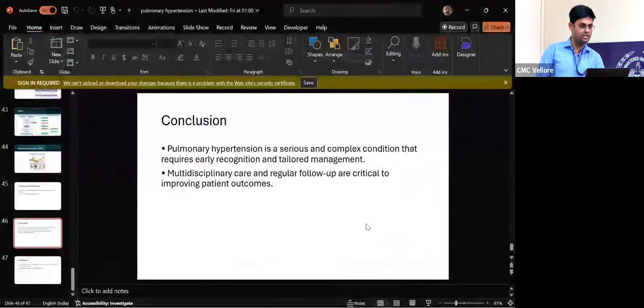So many other things I didn't focus upon, like adult congenital heart disease itself is a separate topic. So going into detail about those is very difficult, and it's very monotonous, no? It's discussing about.